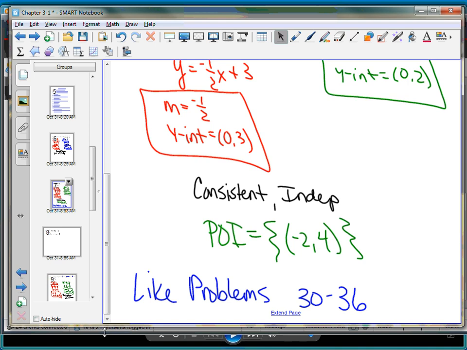Left bound, right bound. Then you analyze point of intersection, left bound, right bound.